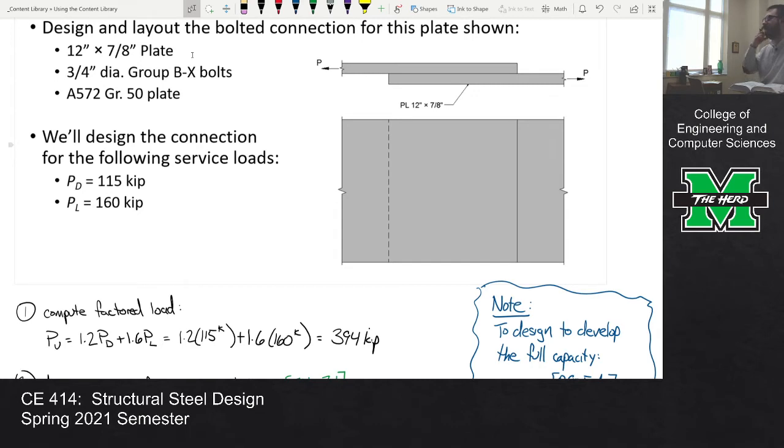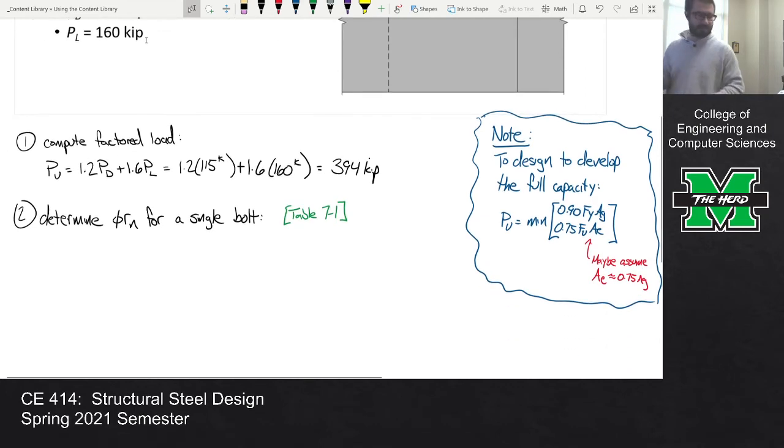What would we be missing? The other missing item, which you can see right here in the image, is single shear. There you go, it's a single shear situation. So it's Group B, threads excluded, single shear, 3/4 inch diameter bolt. What's the capacity? All right, 27.8 kips per bolt. There you go. Everybody else getting that?